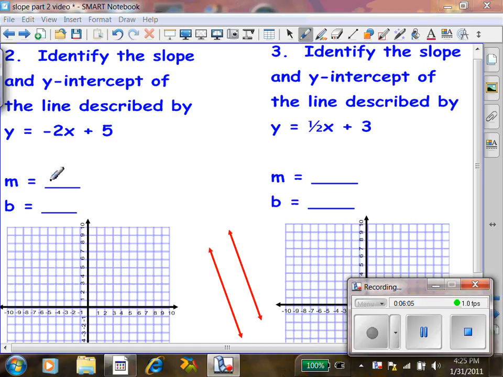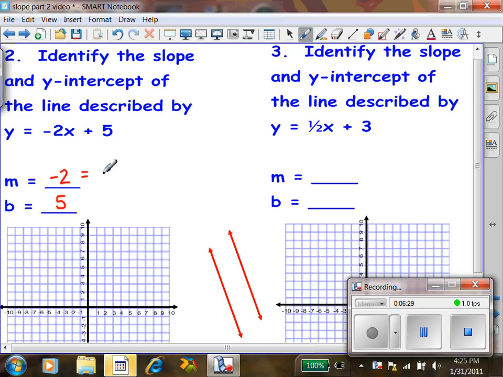Your slope is the same as your coefficient, so our slope is negative 2. Our y-intercept is positive 5, so that's my b value. Now, to graph this, remember we need a rise and a run for our slope. So we need to write negative 2 as a fraction, basically.